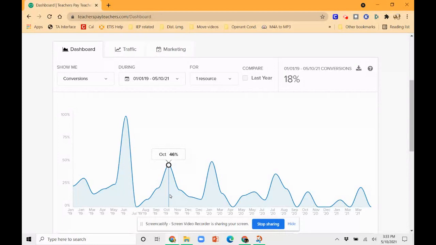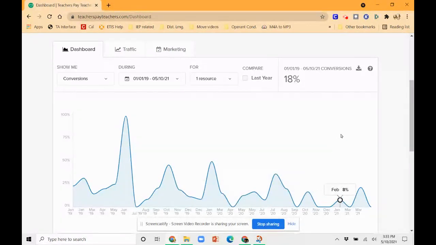So I was up to 46%, 50% some months. And now here's where I changed the price. The highest I've got is 17%, 21%. So that's why my average is still 18%, because I still got these high conversion rates in 2019 and 2020.